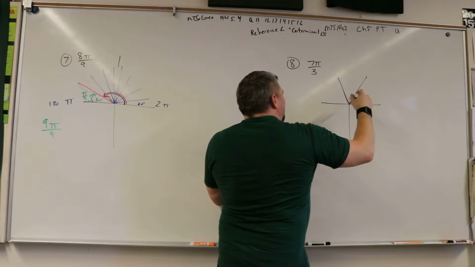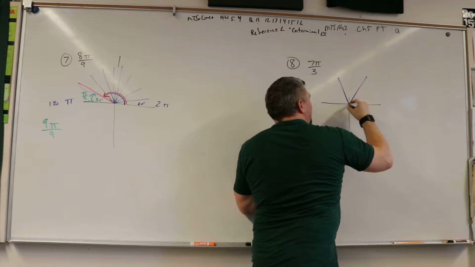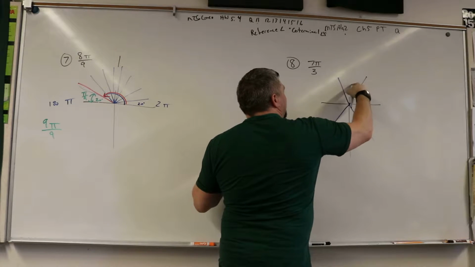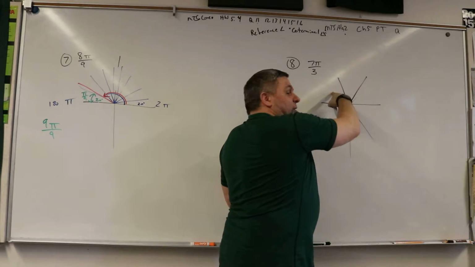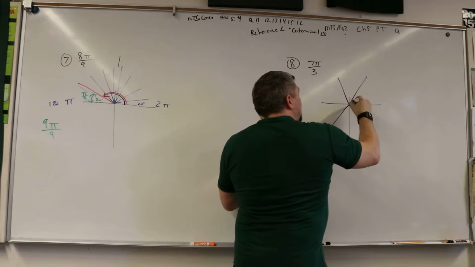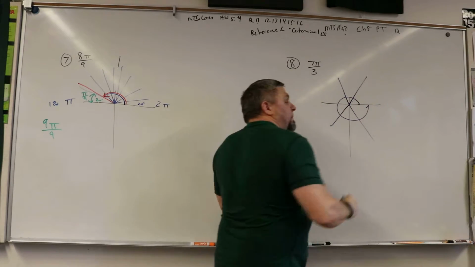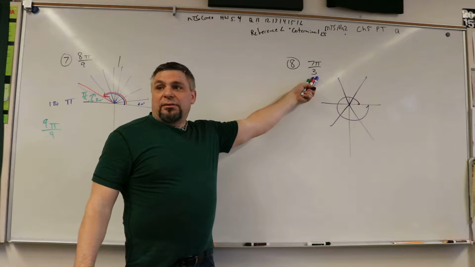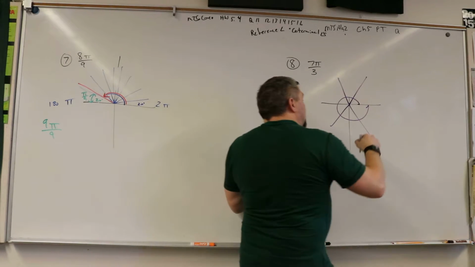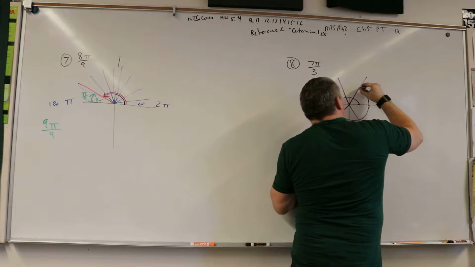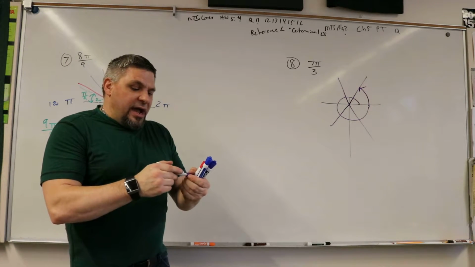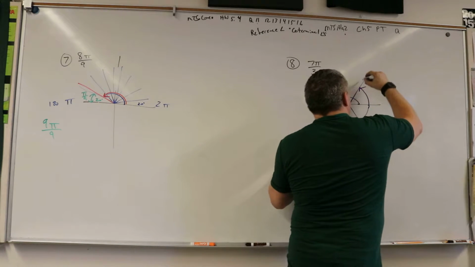Alright, now think about this. Now I have 1, 2, 3, 4, 5, 6. So this is 6 pieces. But I need to go to 7, because it's 7 over 3. So 7 pieces brings me all the way to here. Now how far is this?